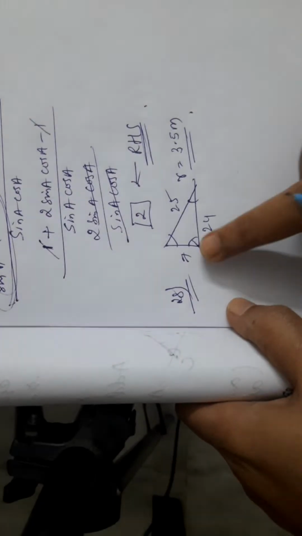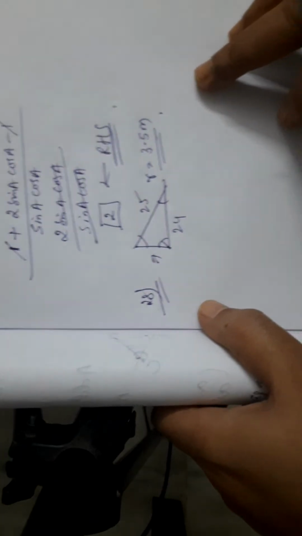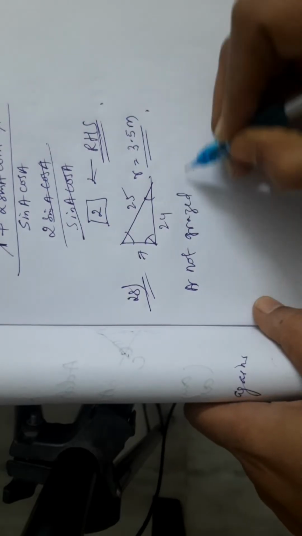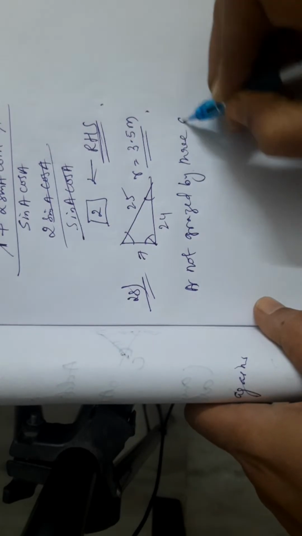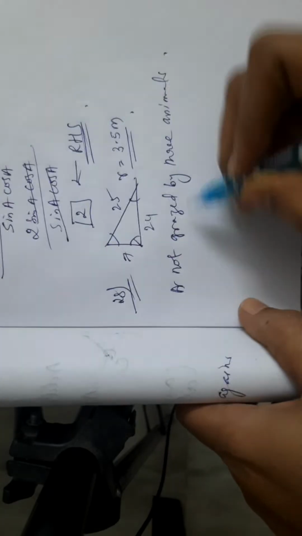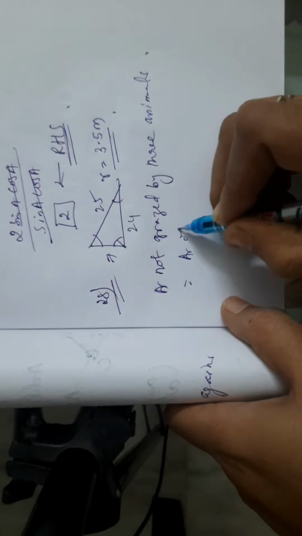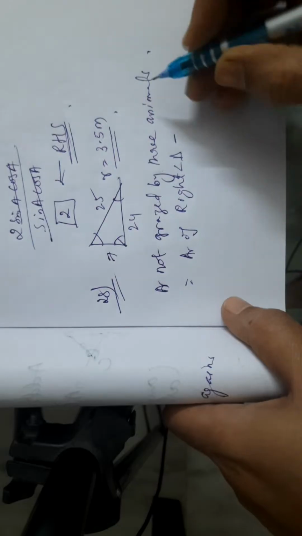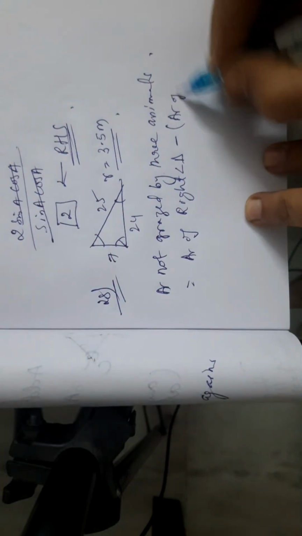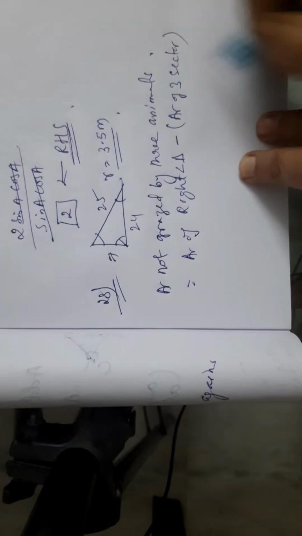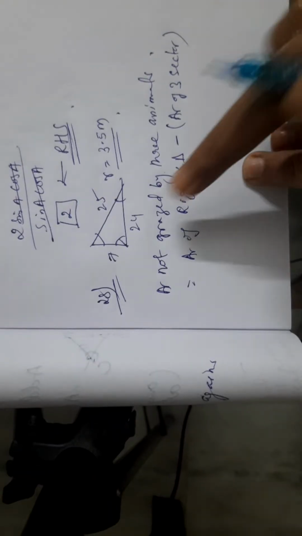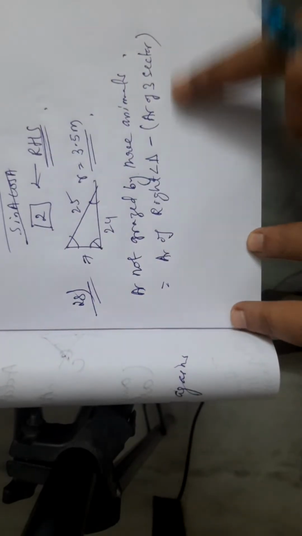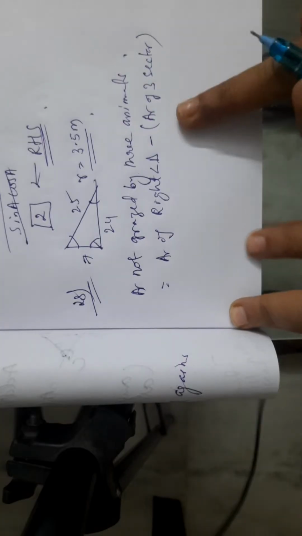So here this grazing part has to be subtracted. Our solution will be: area not grazed by the 3 animals will be area of the right angle triangle minus area of 3 sectors. Here we need to calculate the area of 3 sectors, 1, 2 and 3, as 3 corners are there. So you may get confused, as the theta of the 3 sectors is not given. Here a little logic is there.